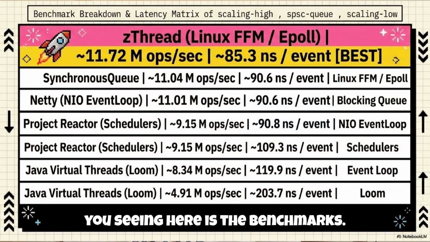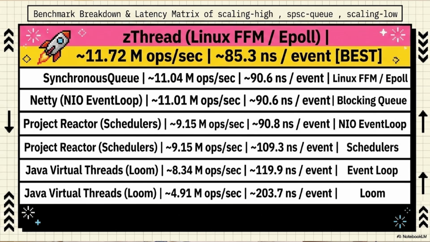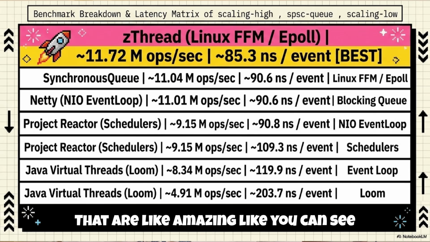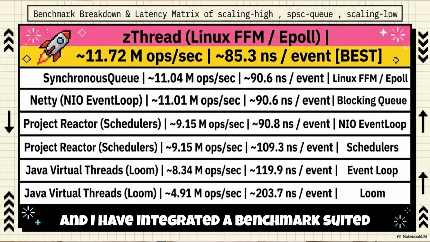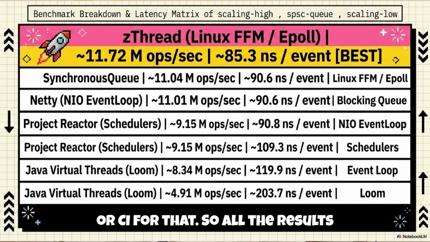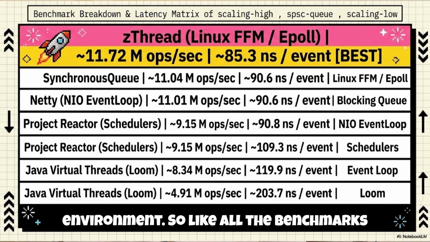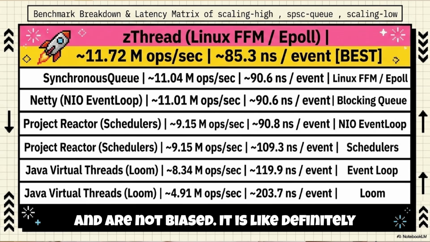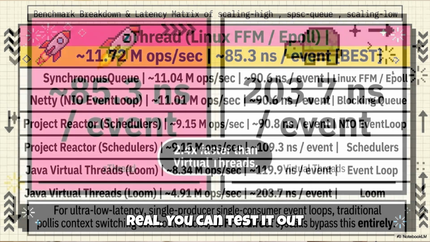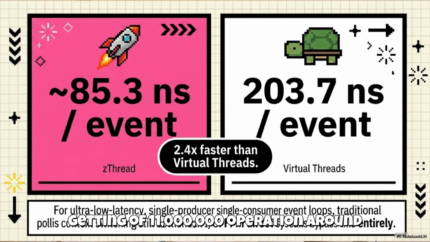Here are the benchmarks, which are amazing. You can see, I've integrated a benchmark suite CI for that. So all the results are generated in a GitHub Actions controlled environment, so the benchmarks are not biased. That is definitely rare. You can test it out already: around 11 million operations with 87 nanoseconds of latency.